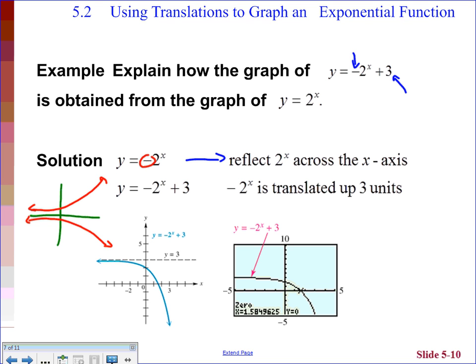The bigger positive numbers are now the bigger negative numbers. And the plus 3 makes it translated 3 units up, so it puts my asymptote up at y equals 3. So it looks like this. This is the calculator version of it. So it's pretty simple, a little translation there. They just flipped it over and raised it up 3.